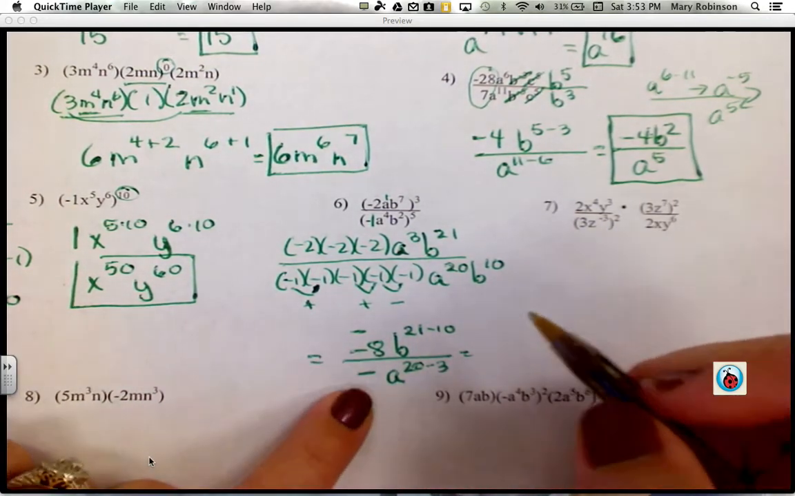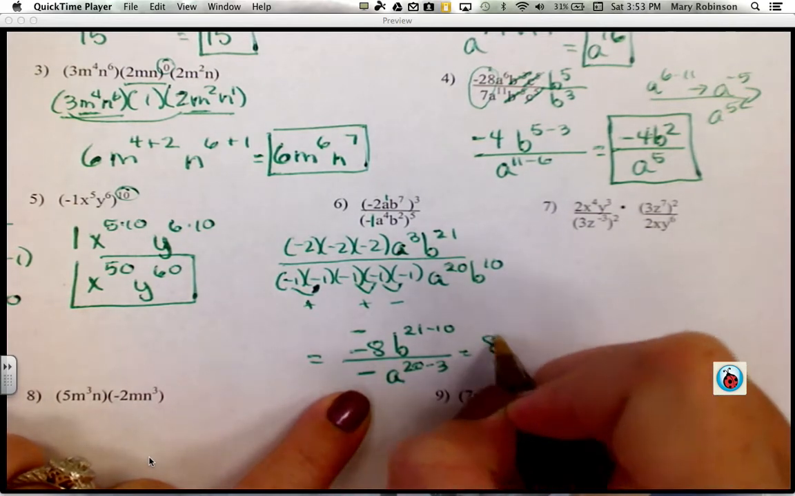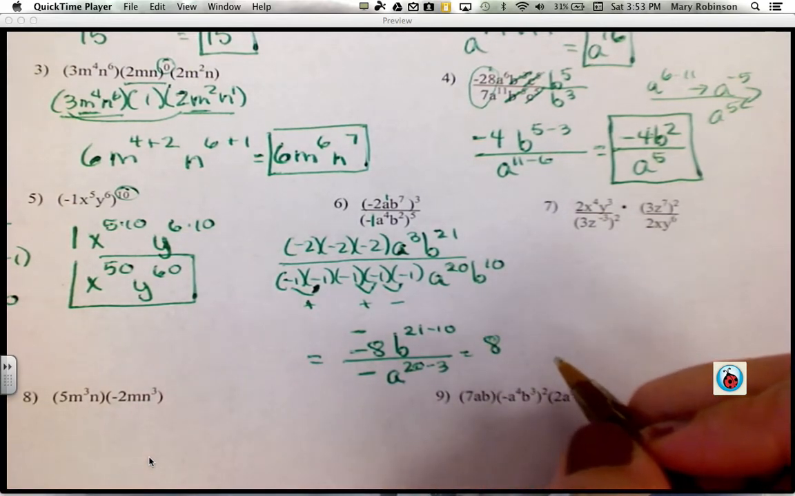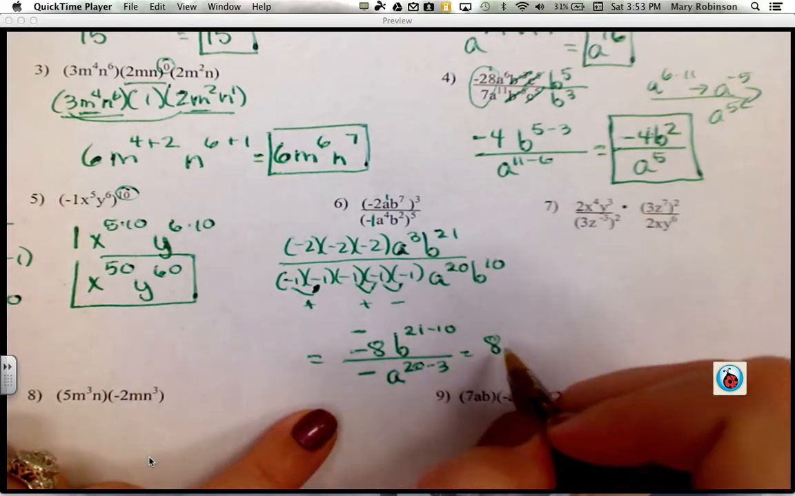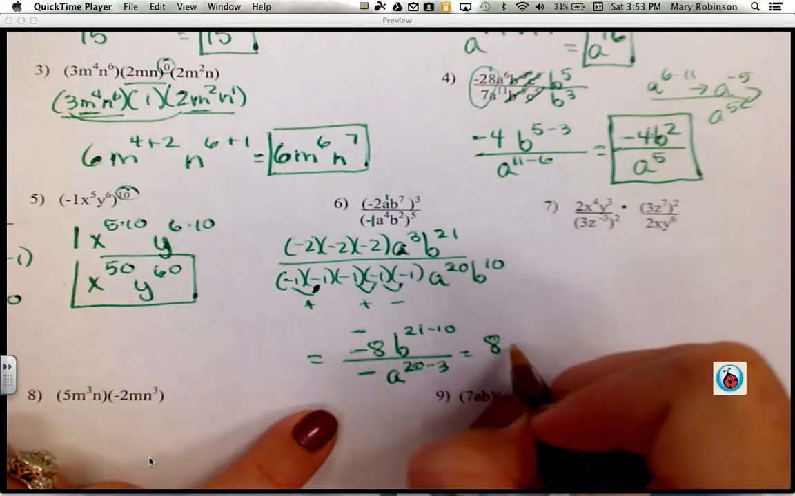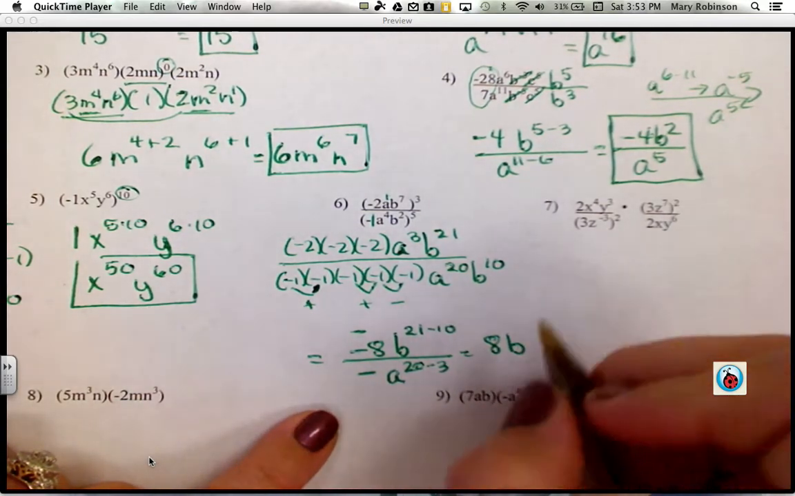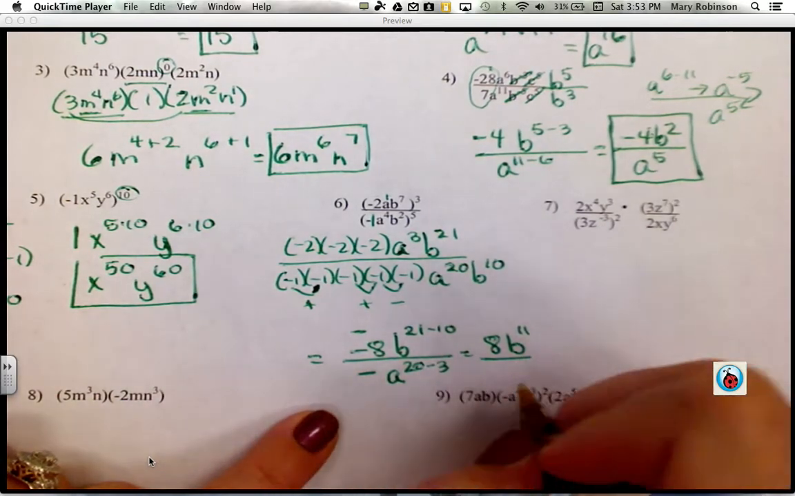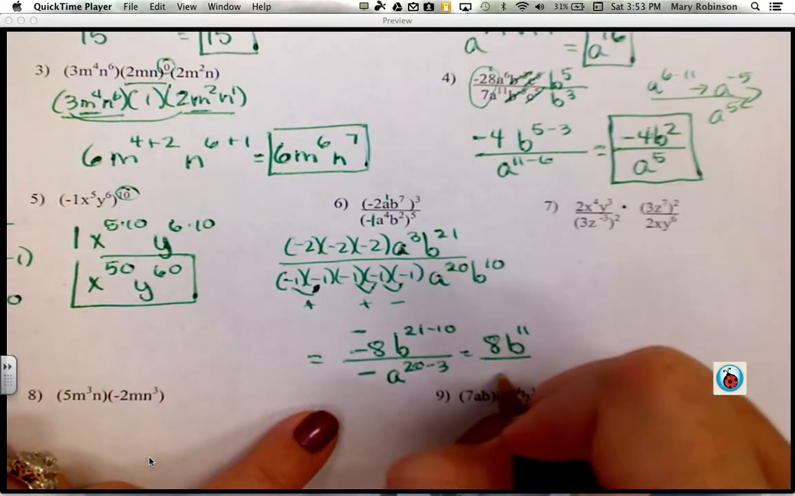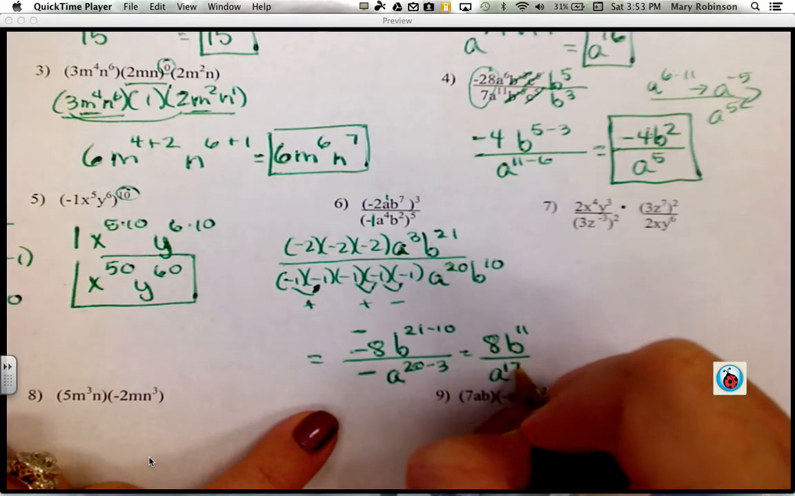And negative divided by negative gives us a positive. If it was negative, we would keep the negative with our numerator. So we'll have 8b to the 11th divided by a to the 17th.